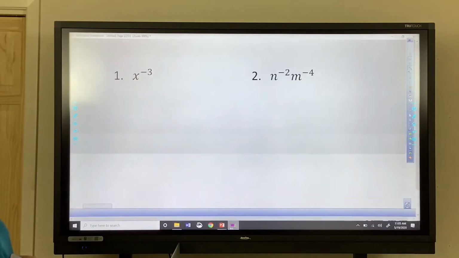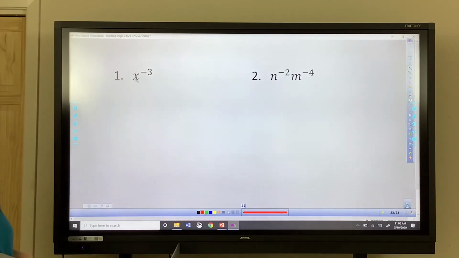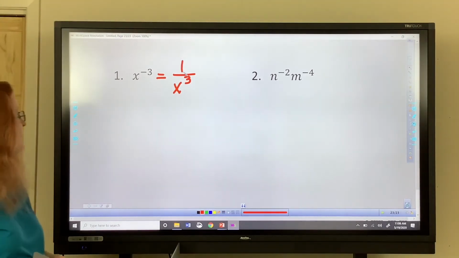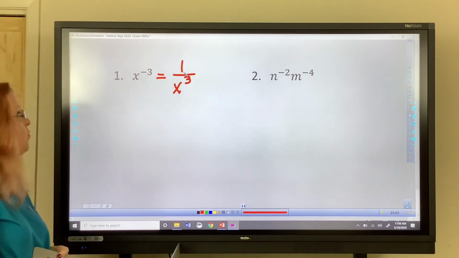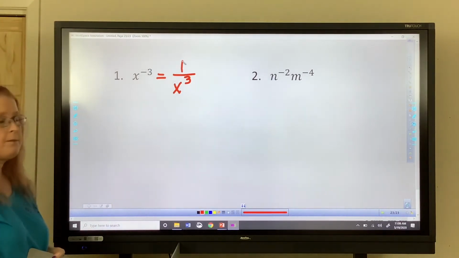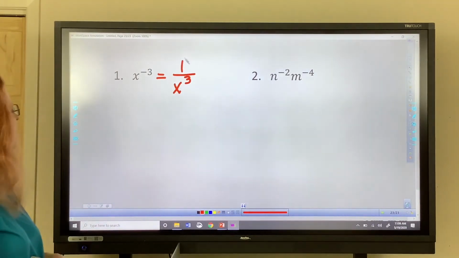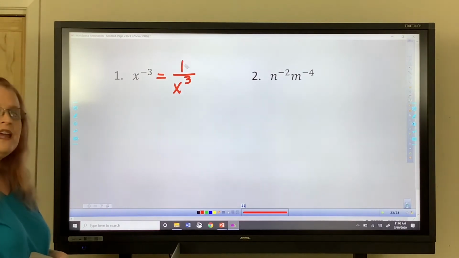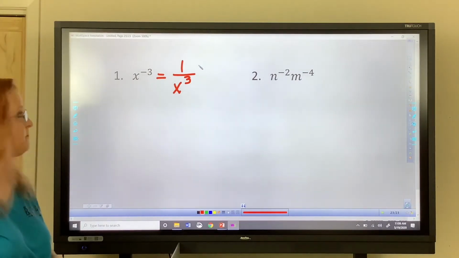So I have x to the negative 3. What that's telling me is my x is in the numerator right now, but because this is negative, it's in the wrong spot, so I have to put it on the bottom, change it to positive, and put a 1 up top. And you always have to have a 1 in the numerator if nothing is written there.